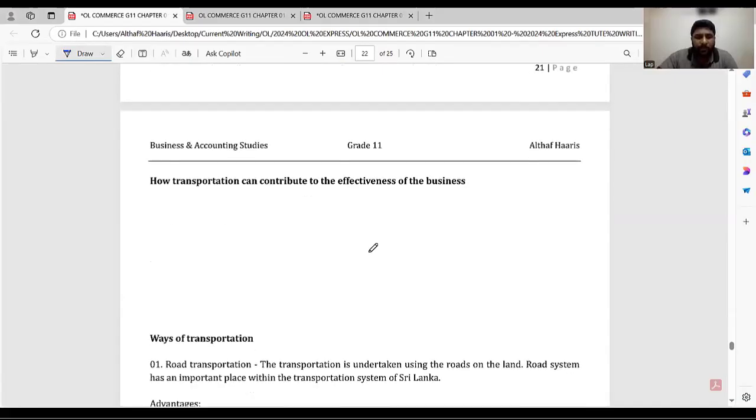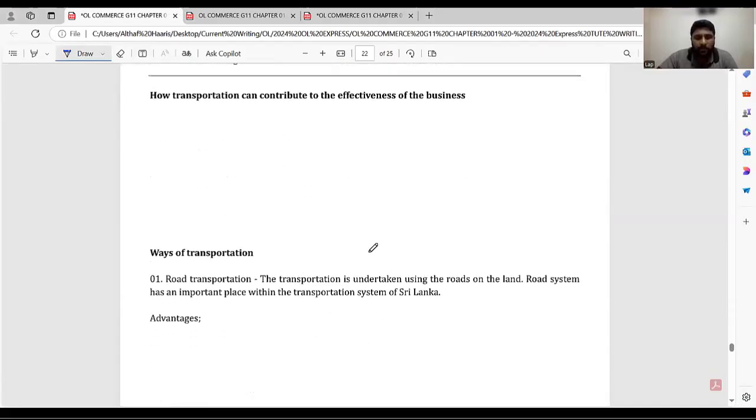Okay. So how can transportation contribute to the effectiveness of the business? That's what I told you people when I was starting. For me to bring the products to me, transport is helping me. For me to get the employees to my company, transport is helping me. For me to bring the customers inside my business premises, transport is helping me. For me to deliver the products to the customers, transport is helping me. So there are different ways where transportation is helping me. Right, people?